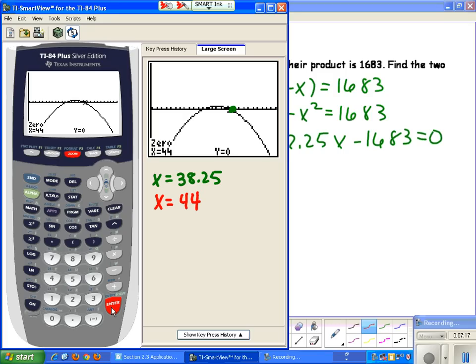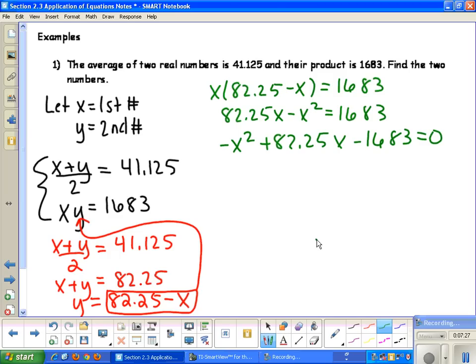Now, I'm going to transfer these values to my other sheet. So we got x was equal to 44, and x was equal to 38.25. Now, why did I get two solutions for x? Just because it doesn't really matter which number is x and which number is y. I could say x is 44 and y is 38.25, or I could say x is 38.25 and y is 44. In this case, it doesn't really matter.